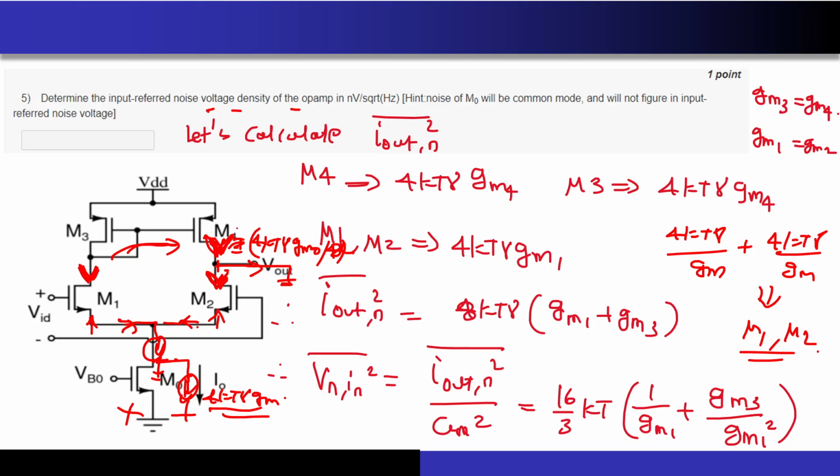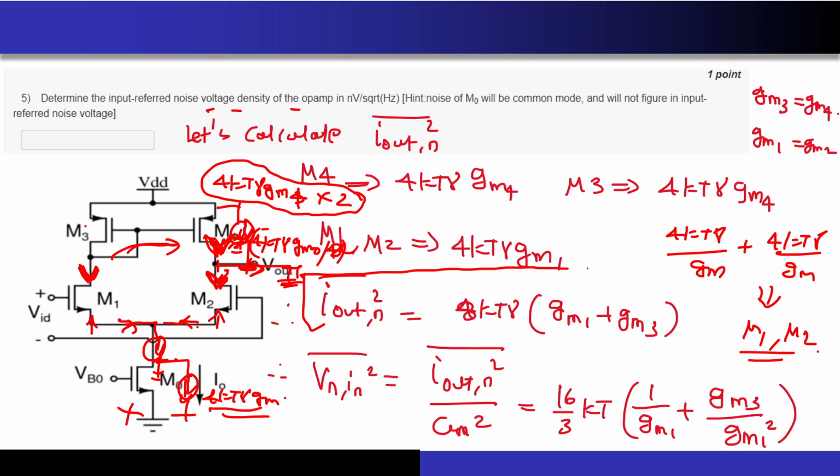If you remember, for M4, if I have a current source which represents something like this, the current directly flows at the output, correct? So this current from M4 and M3 actually directly appears at the output. You just have to divide it by the GM of the circuit. So the current from M4 at the output will be nothing but 4 kT gamma times GM4. The current from M3 will also be the same. So that's why I have multiplied by the factor of 2. So the short circuit current at the output will be nothing but 8 kT gamma (GM1 plus GM3).